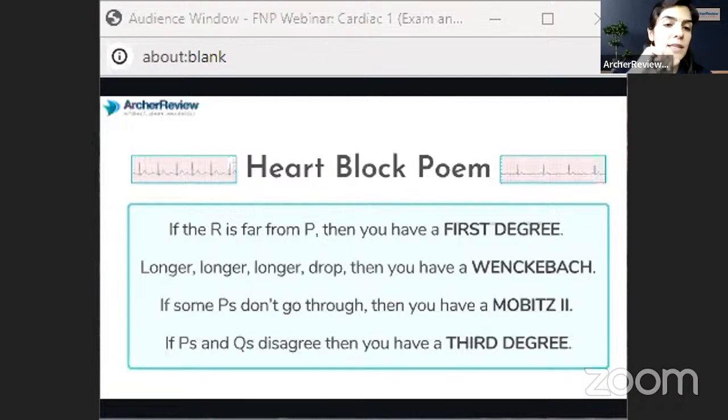And then if the P's and Q's disagree, then you have a third degree. So again, in the third degree, the P's are marching to their own music, to their own drum, and the QRSs are marching to their own music. So you're going to see complete disagreement between the P's and the Q's. So they're on their own wavelength.